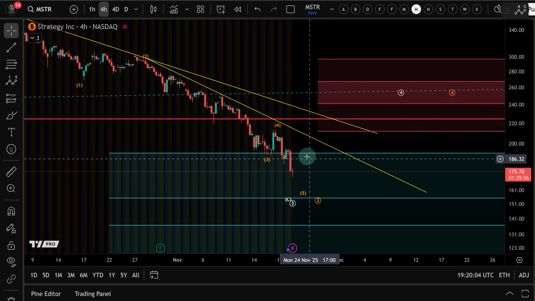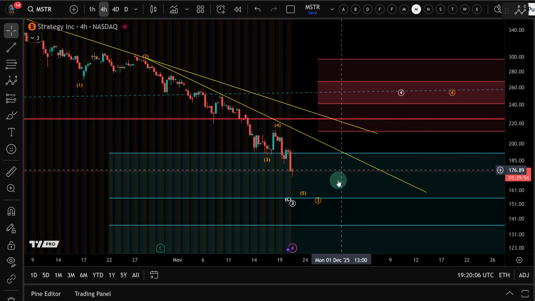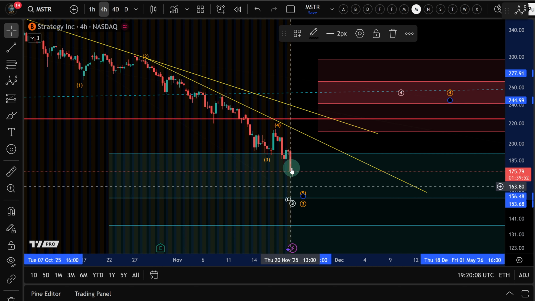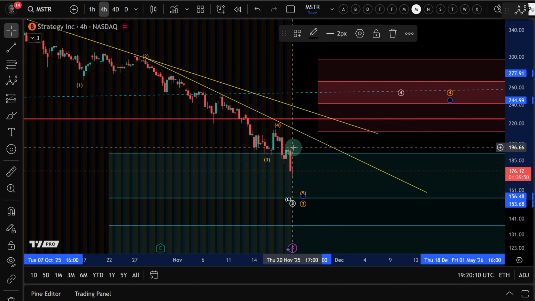For now, I would say the earliest signal that a low of sorts is in place would be a break above the last swing high at $196.60. So just this swing high here that formed on Wednesday.